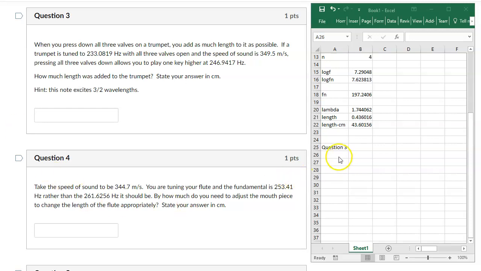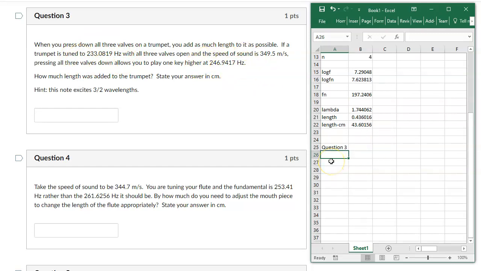So let's look at this. We need to know the difference between the 2 lengths. When you move from this note to this note, you're moving from 1 full wavelength to 3 half wavelengths.